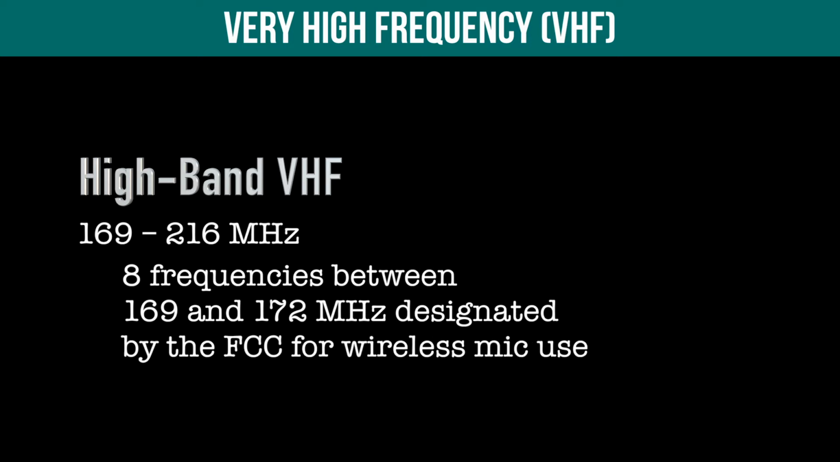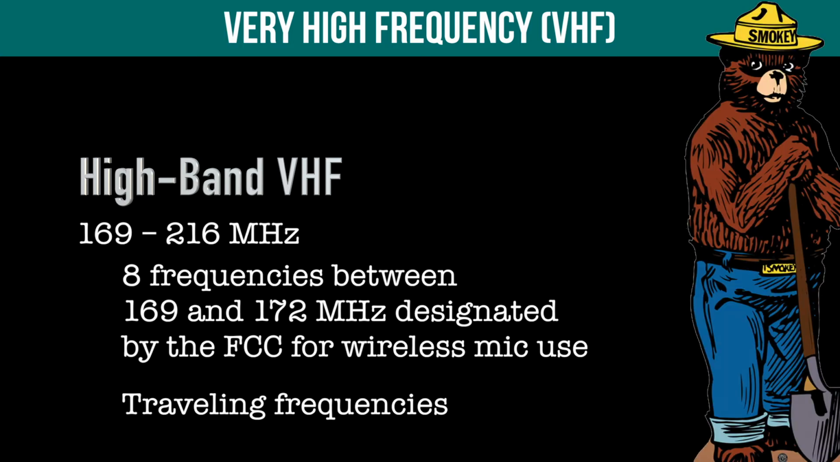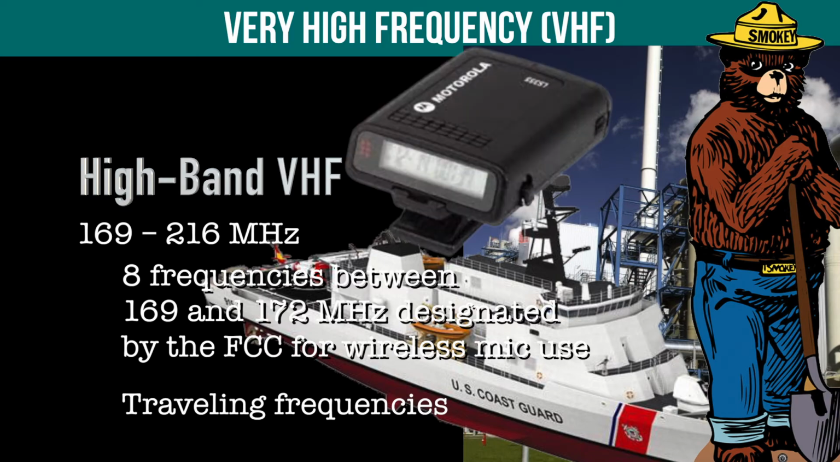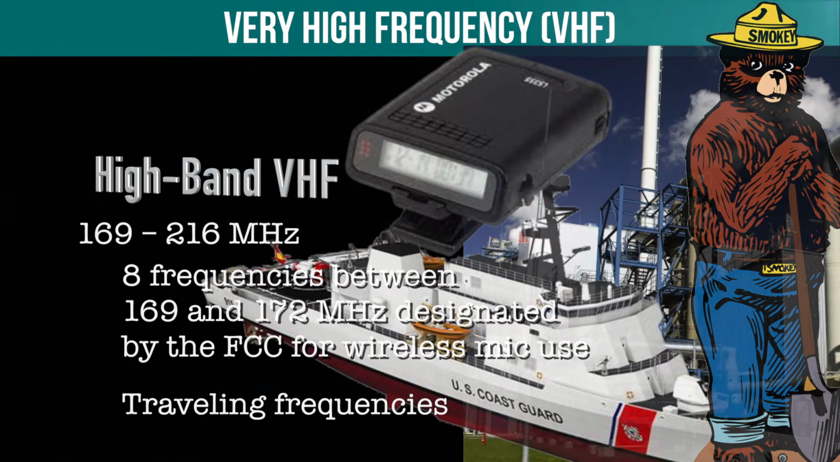High-band VHF is between 169 and 216 MHz. 8 frequencies between 169 and 172 MHz have been specifically designated by the FCC for wireless microphone use. These are often called the traveling frequencies because they're used in most areas of the country. This band can become very crowded. It typically consists of forestry, power station, and Coast Guard communications, digital paging services, and other business and government operations.